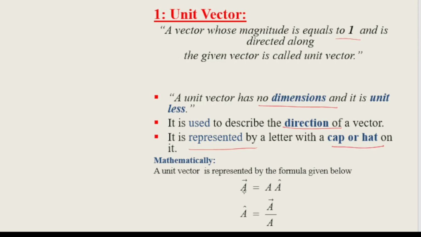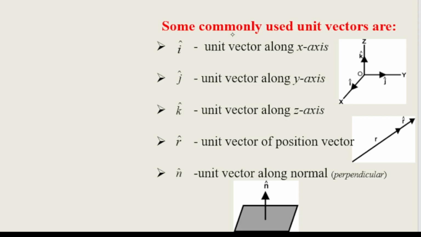Mathematically, vector A has a magnitude and its unit vector. The unit vector is represented by A hat, which is equal to vector A divided by its magnitude. Some commonly used unit vectors are i acting along the x-axis, j along the y-axis, k along the z-axis. The r unit vector represents the position of a vector, and the n unit vector acts along the normal perpendicular to the plane.